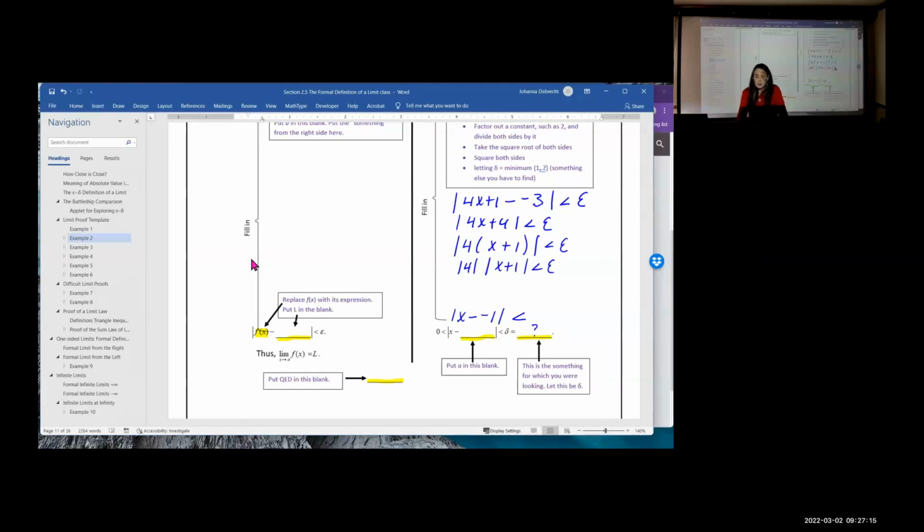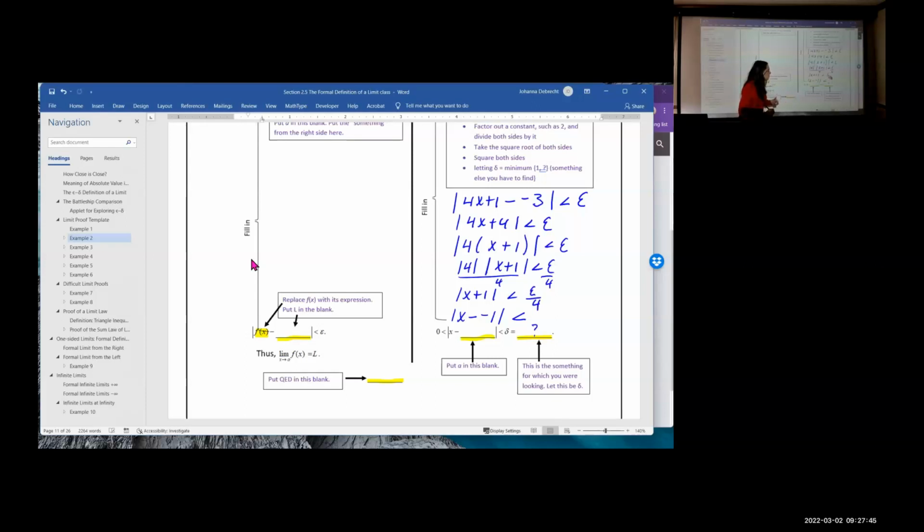Okay, someone else tell me now, what should I try next? What is the absolute value of 4? 4. And what should I do with it? Divide both sides by it. Yep, so let's divide both sides by 4. So this is going to give me x plus 1 less than epsilon over 4.